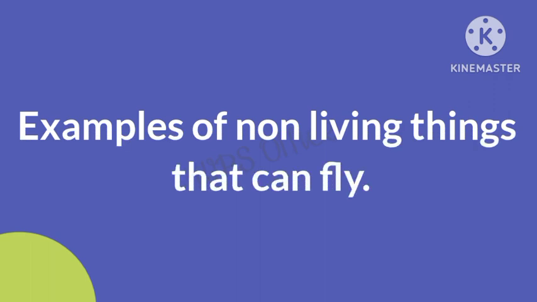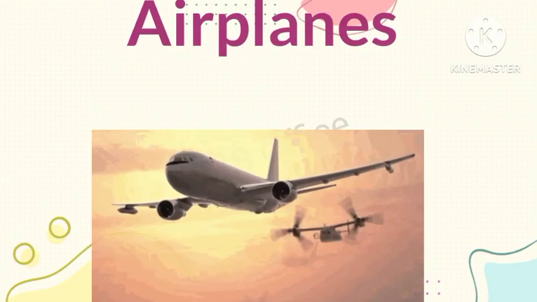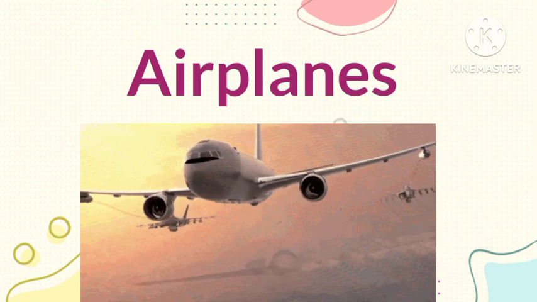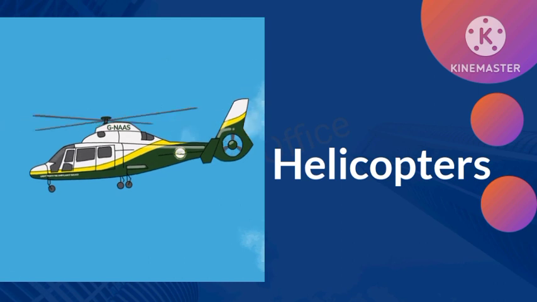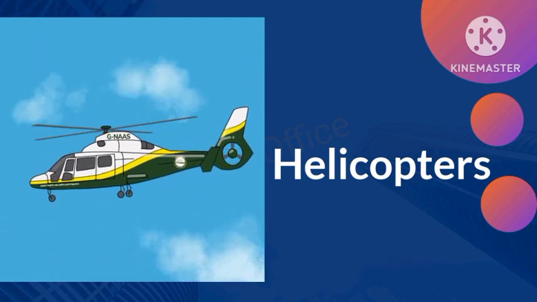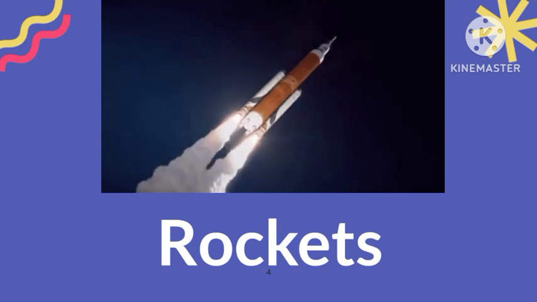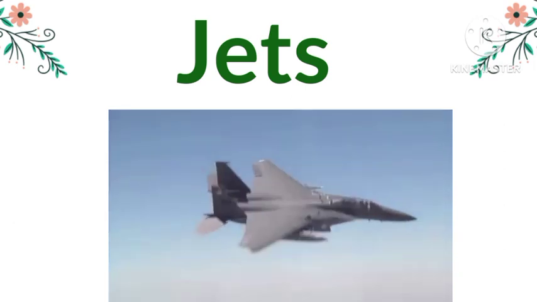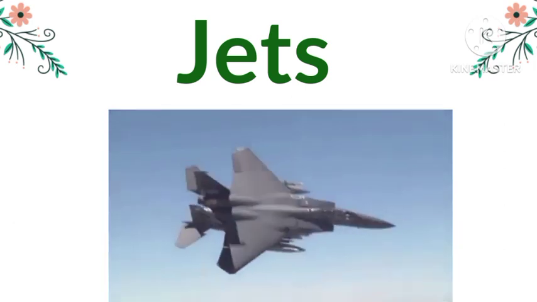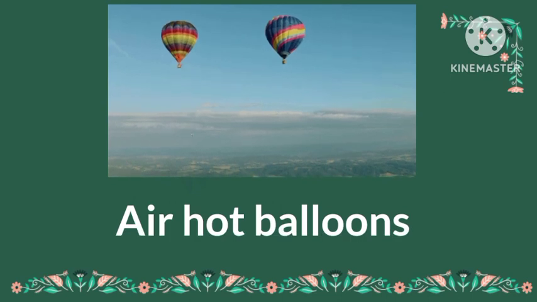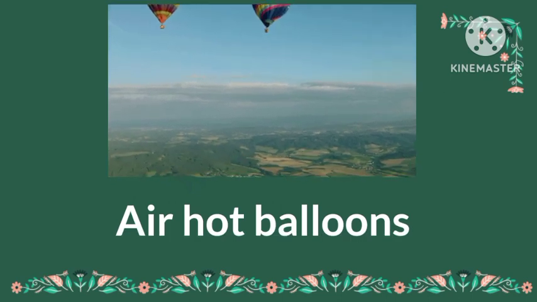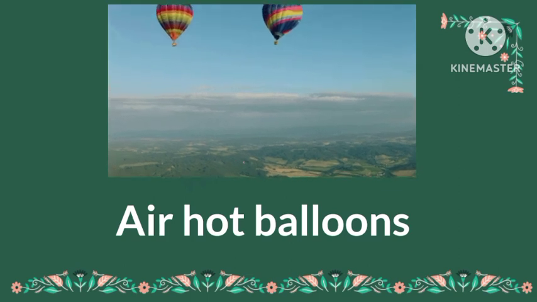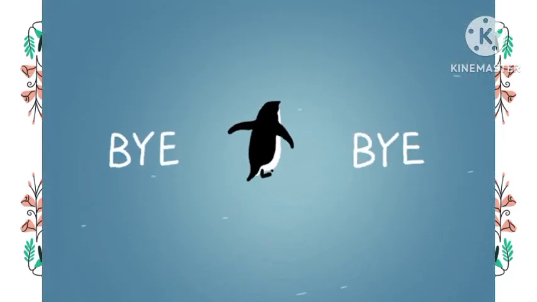Now, examples of non-living things that can also fly. 1. Airplanes. They are non-living things that can fly. 2. Helicopters. Helicopters are also non-living things that can fly. 3. Rockets. Rockets are also non-living things that can fly. 4. Jets. Jets are also non-living things that can fly. Now we have hot air balloons. Hot air balloons are also non-living things that can fly. So these are various non-living things that can fly.